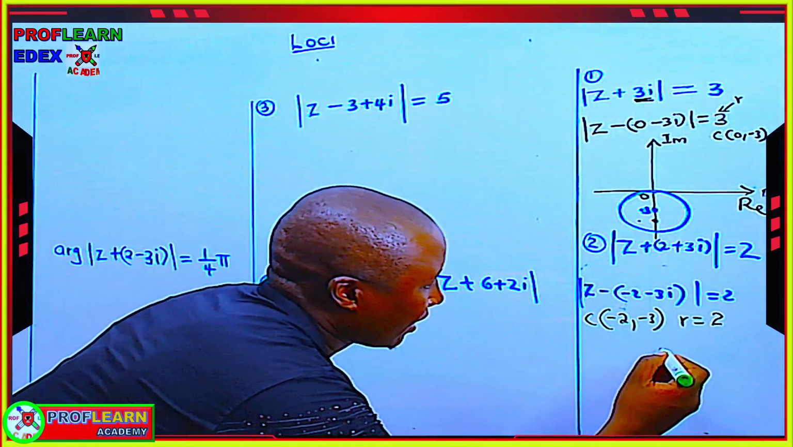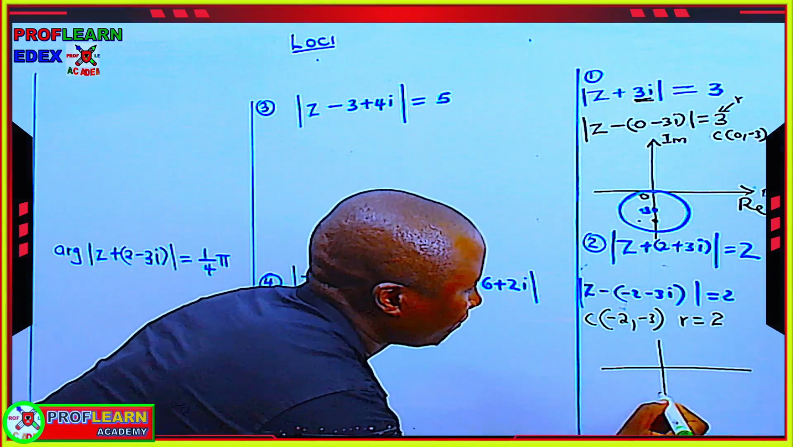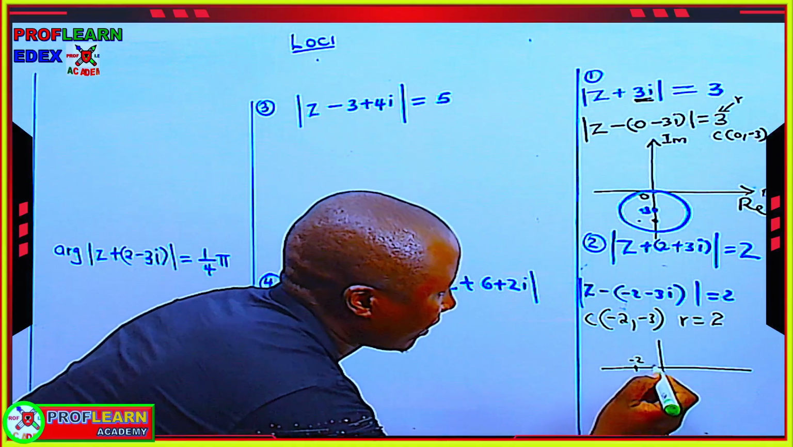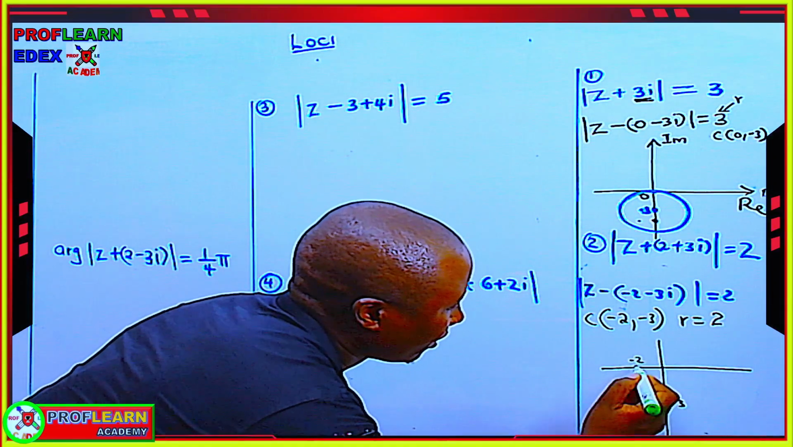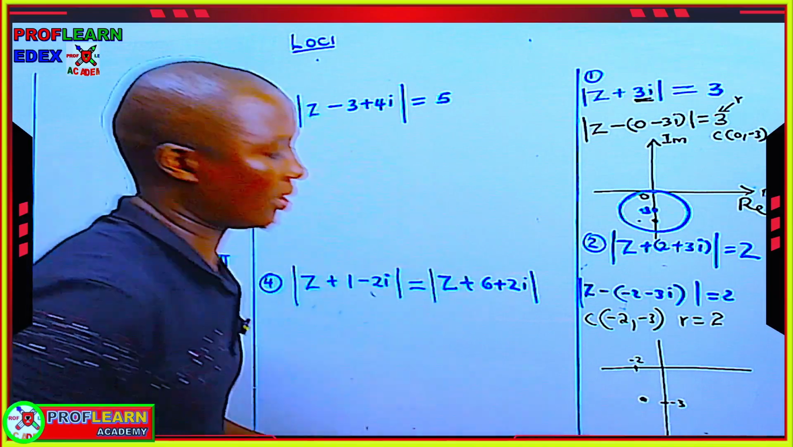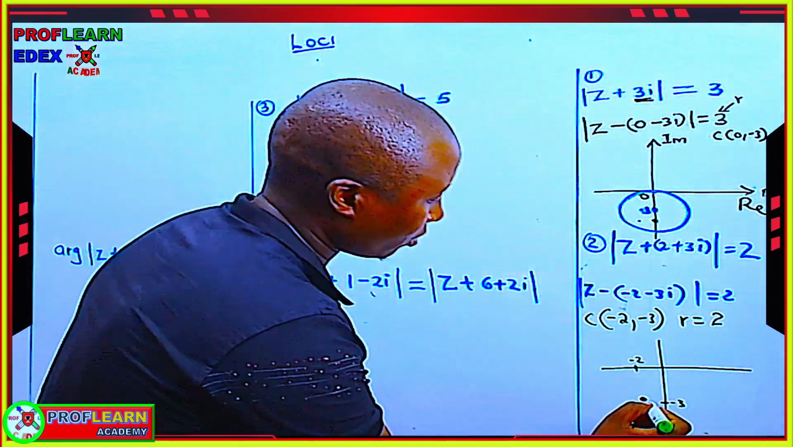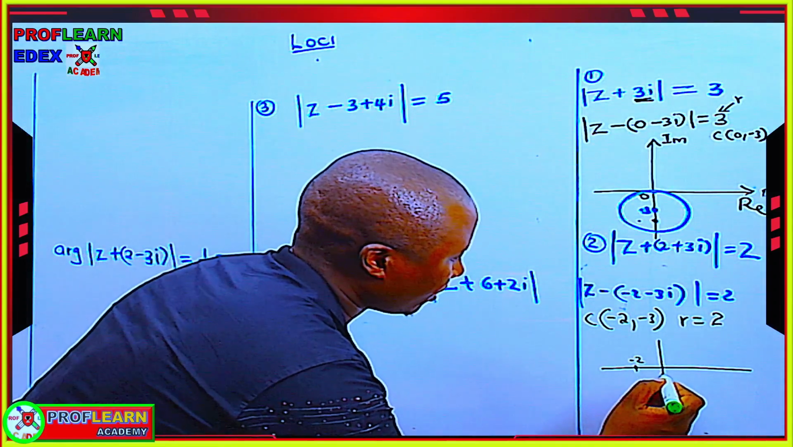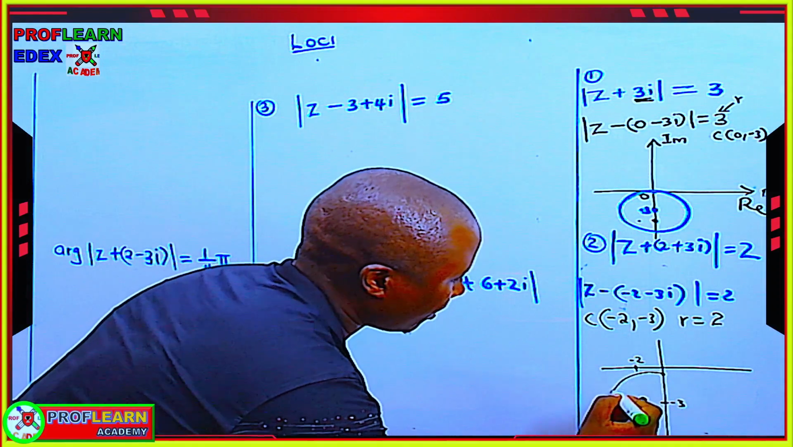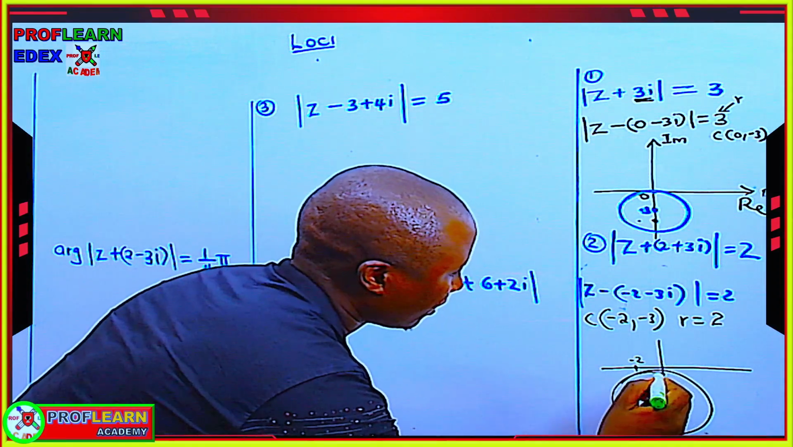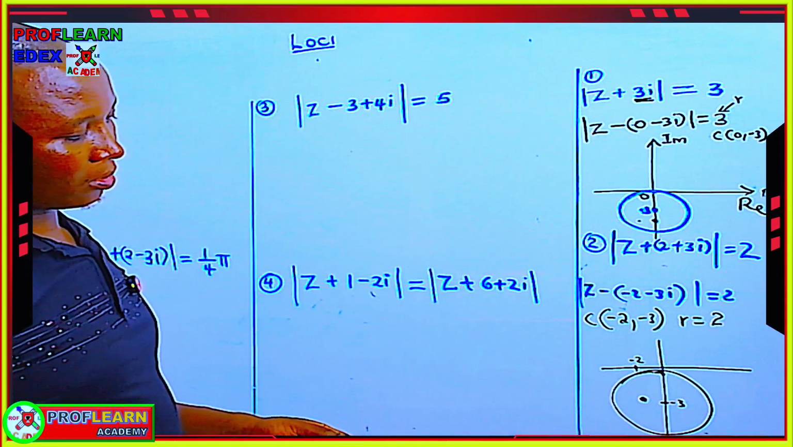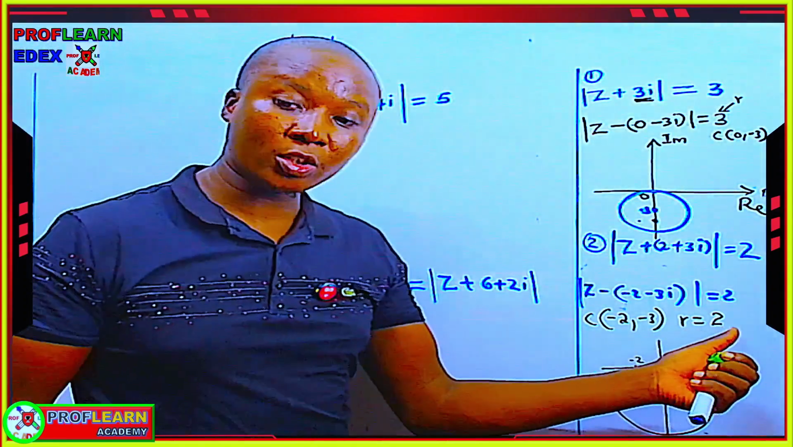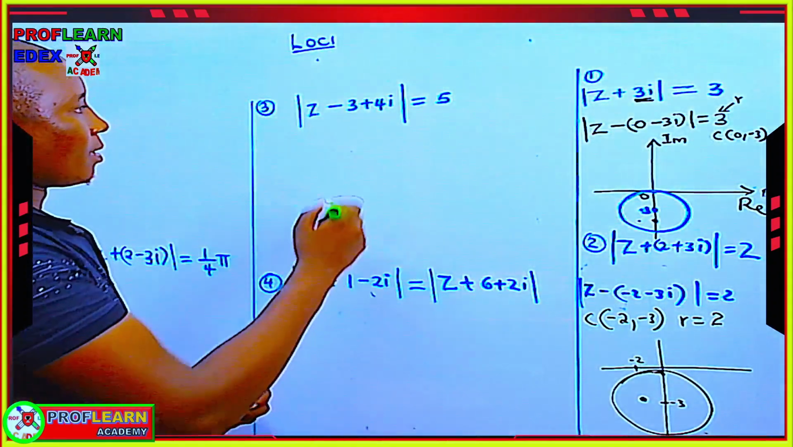So on the Argand diagram, negative 2 can be here, negative 3 can be somewhere here, so the center of that circle will be down here. Then the radius is 2, so we shall have it moving up to this point, and our circle will be just like that. That is how our circle will look. The circle will be down there, and the radius of this is going to be 2, so take note of that. How will this be?